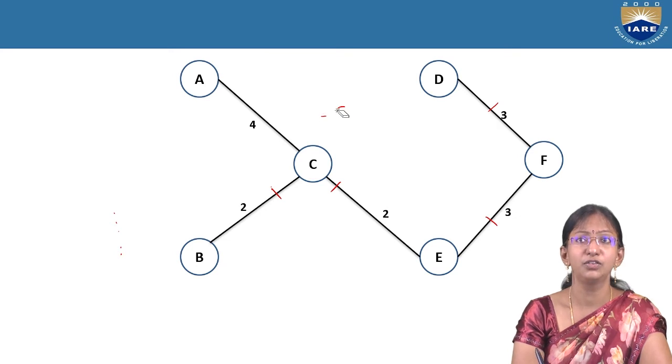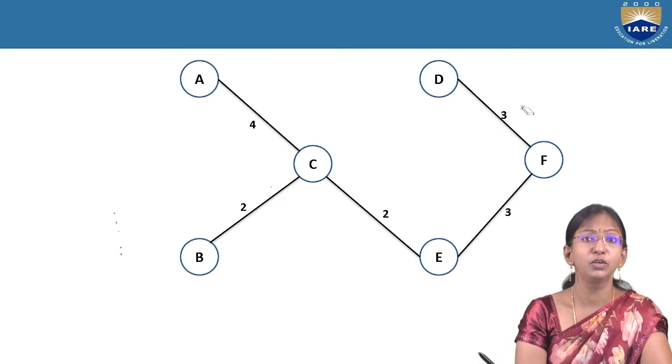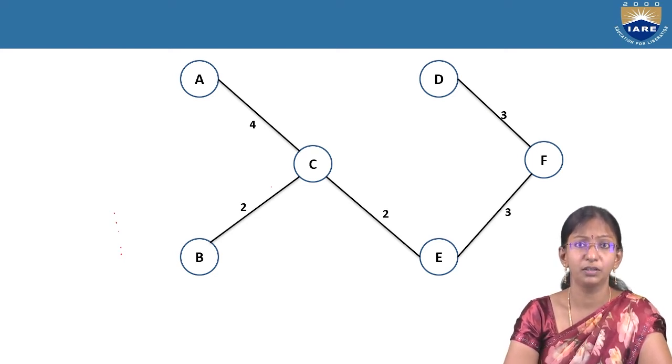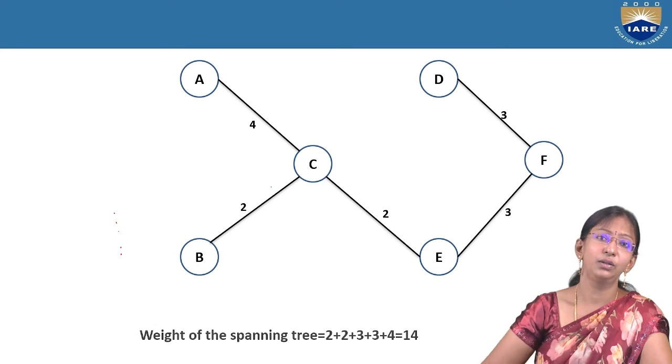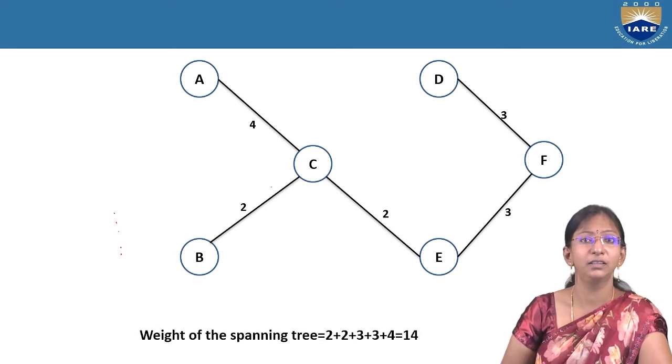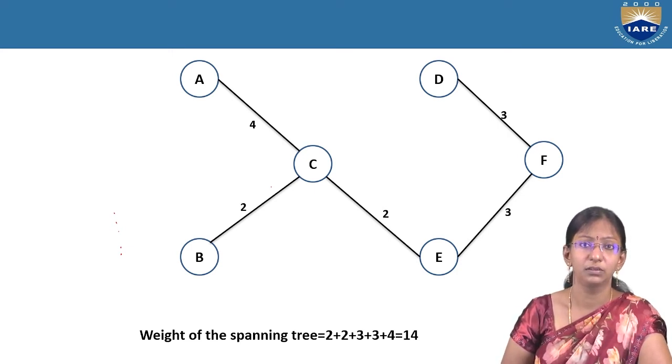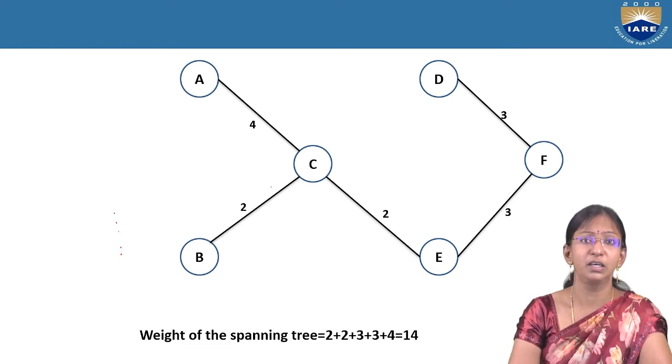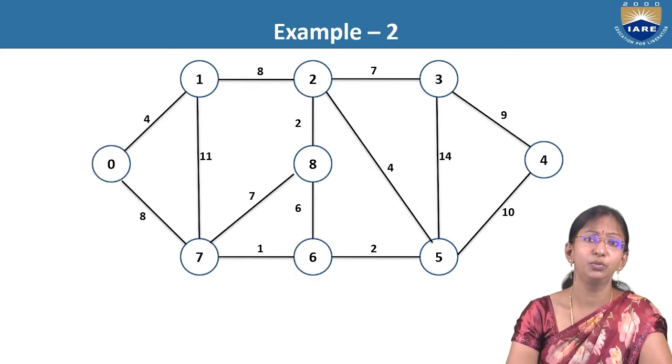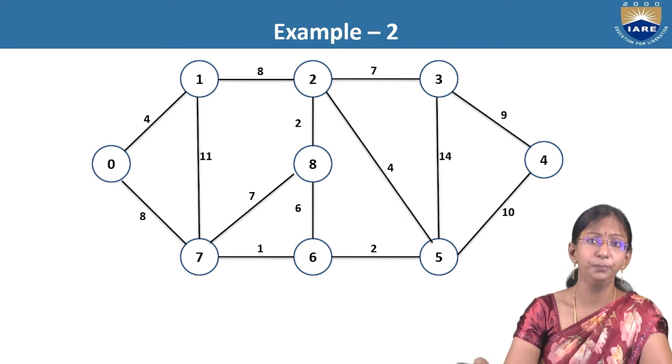Right? This is your minimum spanning tree by using Kruskal's method. Then what is the cost of it? Add all the weights on the final spanning tree, which is 2 plus 2 plus 3 plus 3 plus 4, which is 14. I hope you understood Kruskal's. Let me explain with one more example.